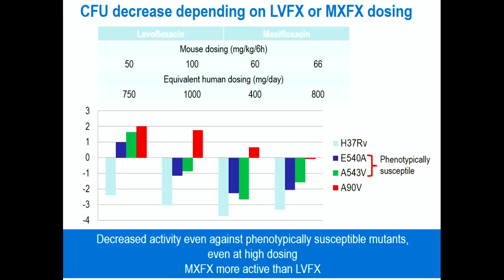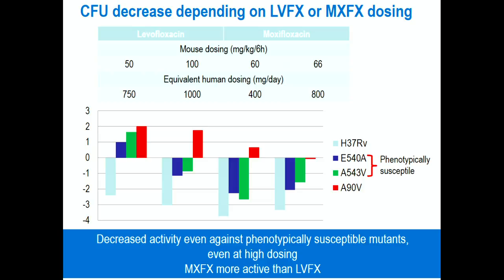So the second result is that, when you compare Levo on the left and Moxi on the right, and here this is when you have a CFU decrease, obviously in this model, Moxifloxacin is much more active than Levofloxacin. So that was our question, and the answer is it's much more active. We were a little bit surprised by these results. Actually, I was hoping and expecting that we would have maybe even better activity for Levofloxacin.